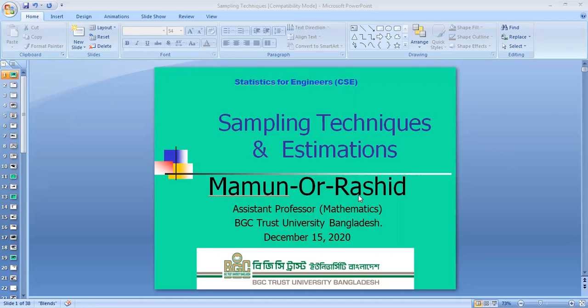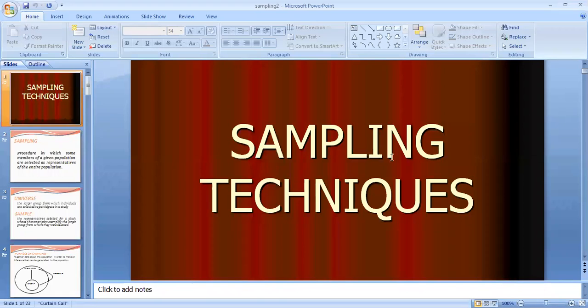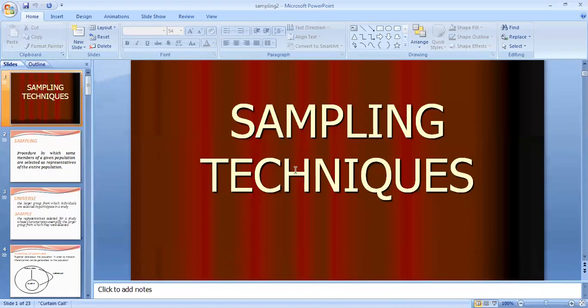Today I will discuss sampling techniques and estimations. This plays a very important role in statistics, where you are doing research with the help of tools from statistics. Sampling techniques and estimations are very important for you. First of all, sampling techniques.